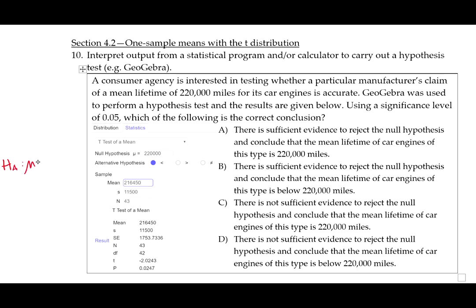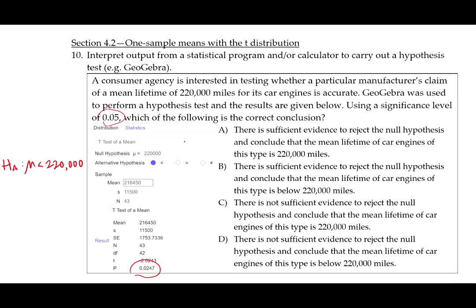It is that the mean lifetime of these car engines is less than, because we see that less than bubble shaded in, our claimed value, which is 220,000. We also can see down here below the p-value, which is given as 0.0247. That is less than our alpha level of 0.05 given above.